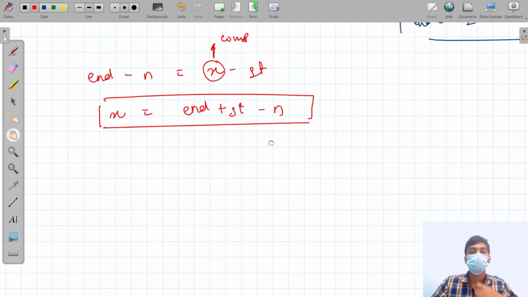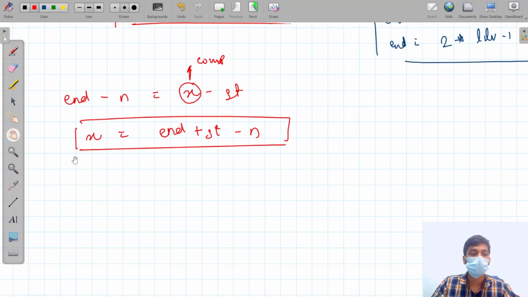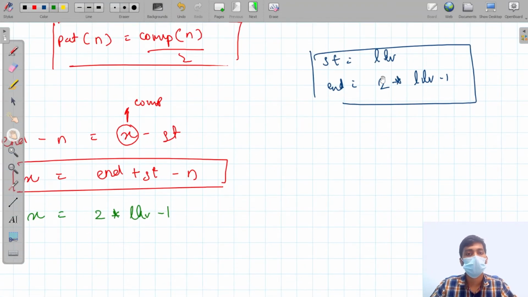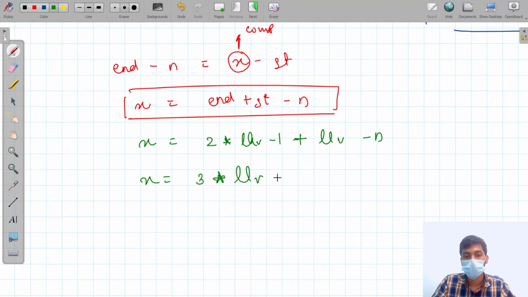And now we have already derived these two things, the starting point and the ending point. Let's just put them in our formula. Then our formula is going to look something like this. x is equal to, the ending point was 2 into last level value minus 1, right? And the starting point was nothing but our last level value. So it is going to be plus last level value and minus n. That is nothing but x is equal to 3 into last level value minus n. So this is going to be our final formula.